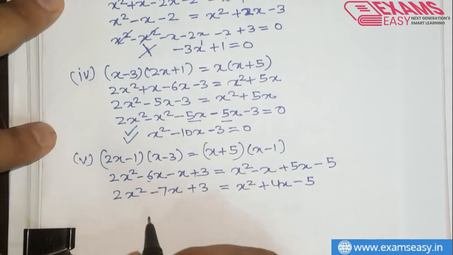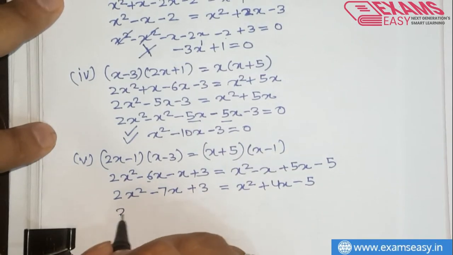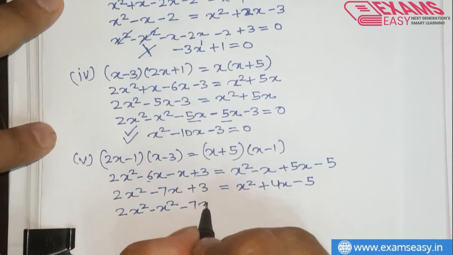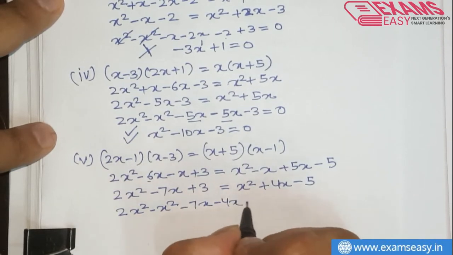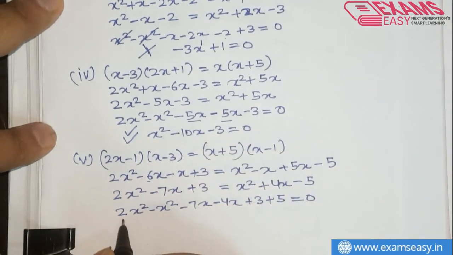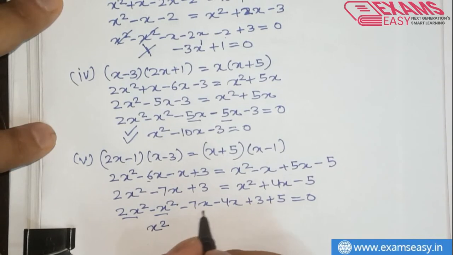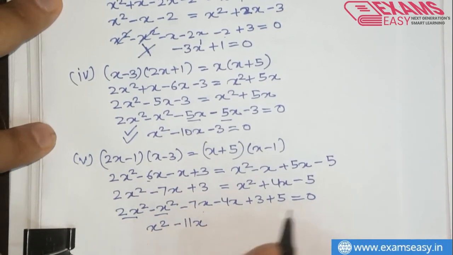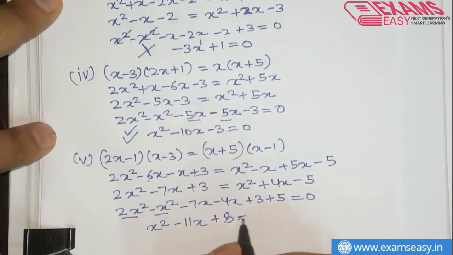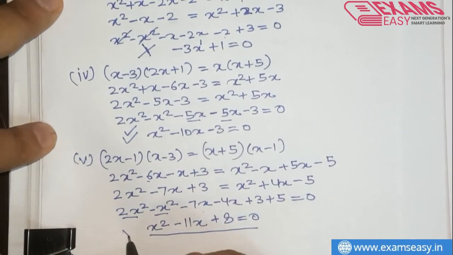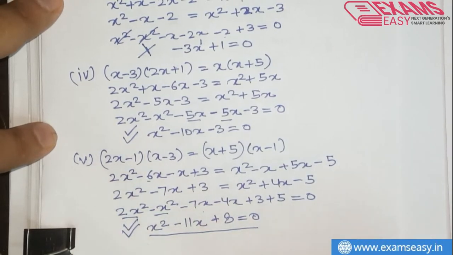Bring this term to the left hand side, then it will become 2x square minus x square minus 7x minus 4x plus 3 plus 5 is equal to 0. Then 2x square minus x square will give you x square, minus 7x minus 4x will give you minus 11x, 3 plus 5 will give you plus 8 is equal to 0. So apply the condition, then you will see that this is also a quadratic equation.